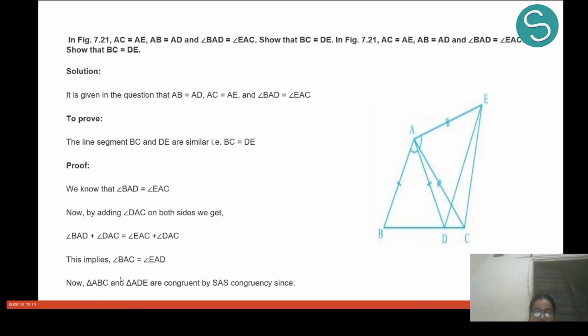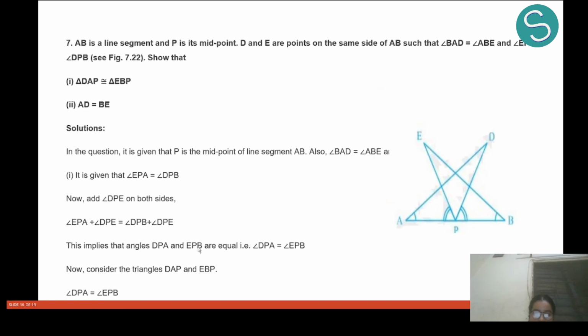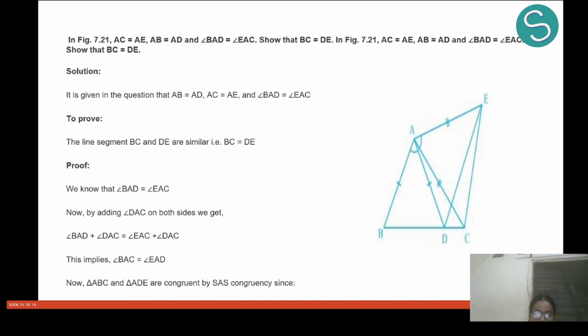Now these two triangles, that is triangle ABC and triangle ADE, are congruent, as it is given to us that side AB equals side AD and side AC equals AE, and these two angles are also equal. So by the congruency criterion of side angle side, these two triangles are congruent to each other. So BC equals DE by CPCT.